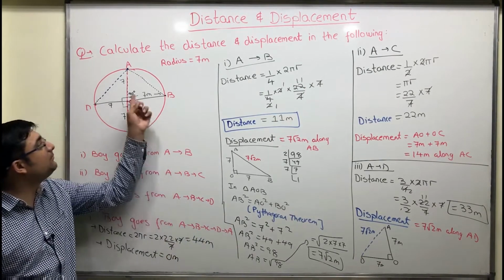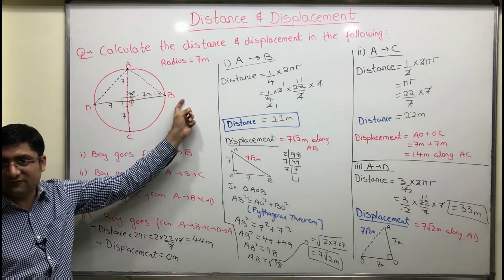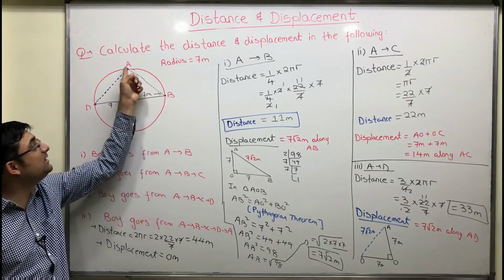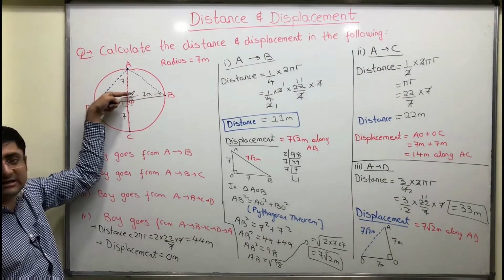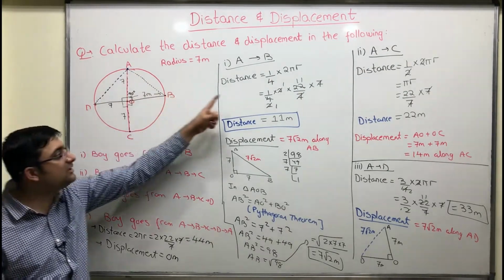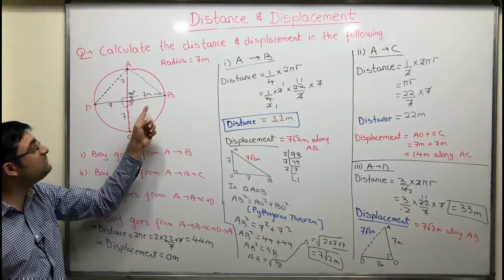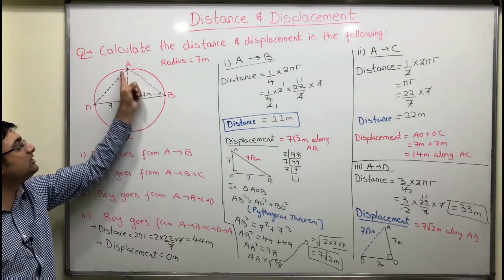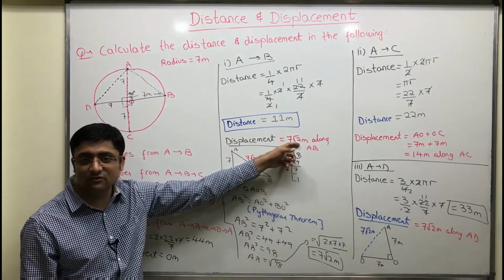See guys, it's very simple. Whenever you're calculating distance along a circle, it is some part of the circumference. And whenever you're calculating displacement, it is a straight line. So first we went from A to B. Because this is 90 degrees, each of this is 1/4 of a circle. So this is 1/4 of a circle, hence 1/4 2 pi r. So we got the distance as 11 meters. What is displacement? Join the initial and final points by a straight line. So we get a right angle triangle over here. So displacement is 7√2 meters.